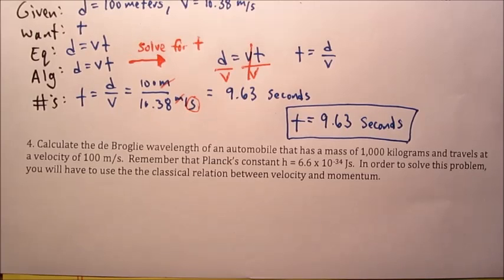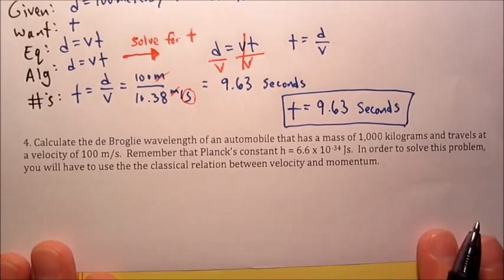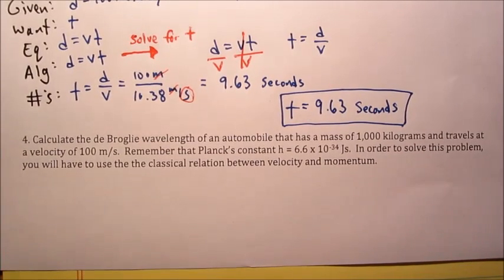It says, number 4, calculate the de Broglie wavelength of an automobile that has a mass of 1,000 kilograms and travels at a velocity of 100 meters per second. Remember that Planck's constant h equals 6.6 times 10 to the minus 34th joule-seconds. In order to solve this problem, you'll have to use the classical relation between velocity and momentum. This problem in no way relates to that equation at the top of this page. I threw this one on here just to show you when we have a tougher problem, how we can attack it.